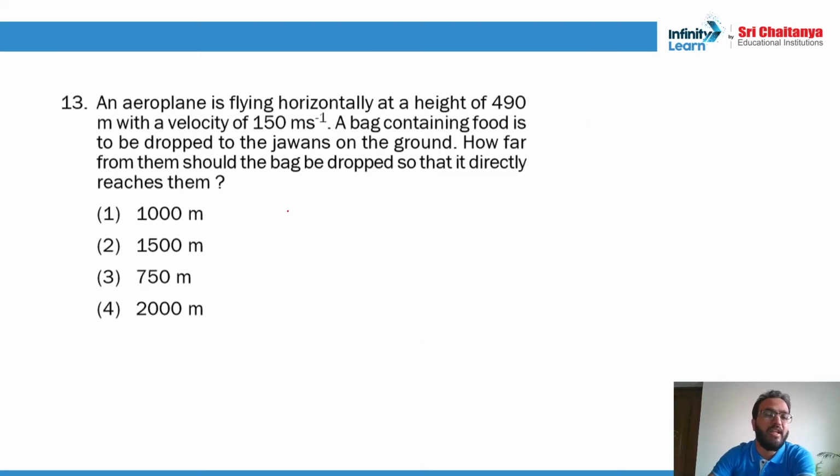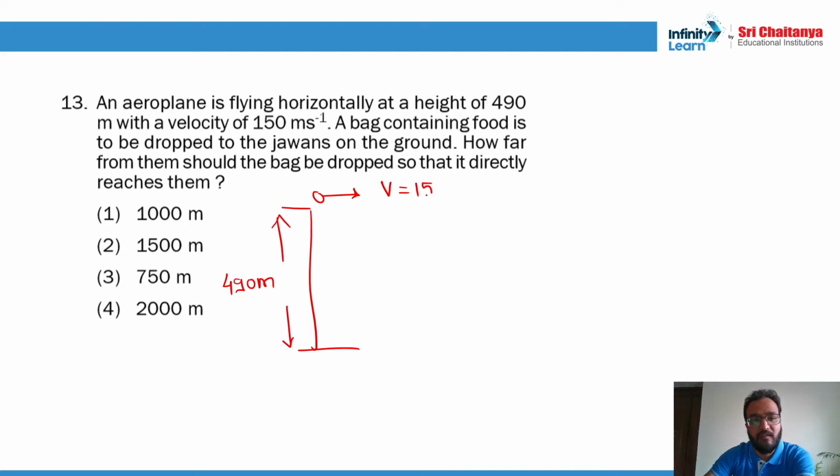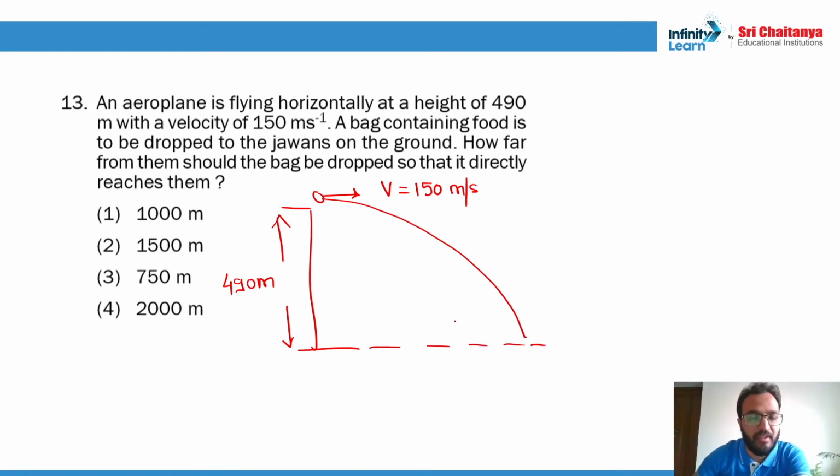An aeroplane is flying horizontally at a height of 490 meters, with what velocity? 150 meters per second. Okay, 150 meters per second.